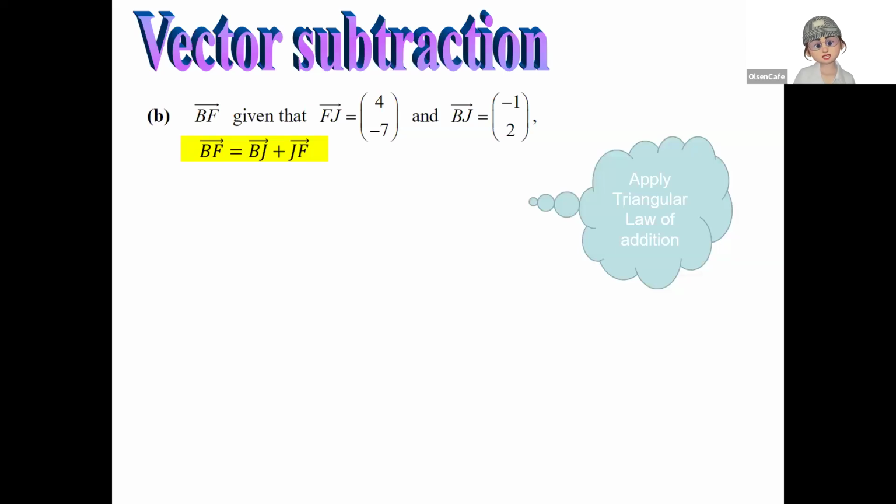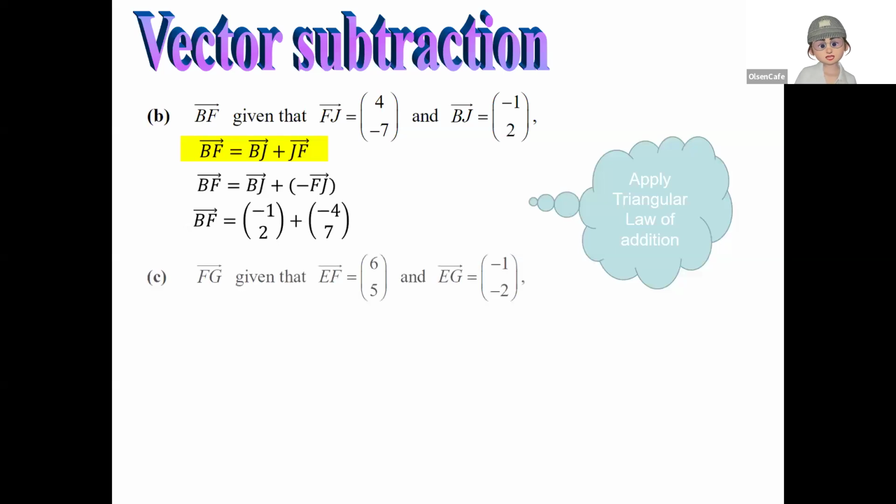Now, with this, you notice that I don't have JF, but what I do have is FJ. At this point, all of us should be familiar with negative vectors. So I can identify that JF is actually the negative vector of FJ. By putting all these together, I can easily find the vector of BF. All right, BF is done. Let's look at the next question.